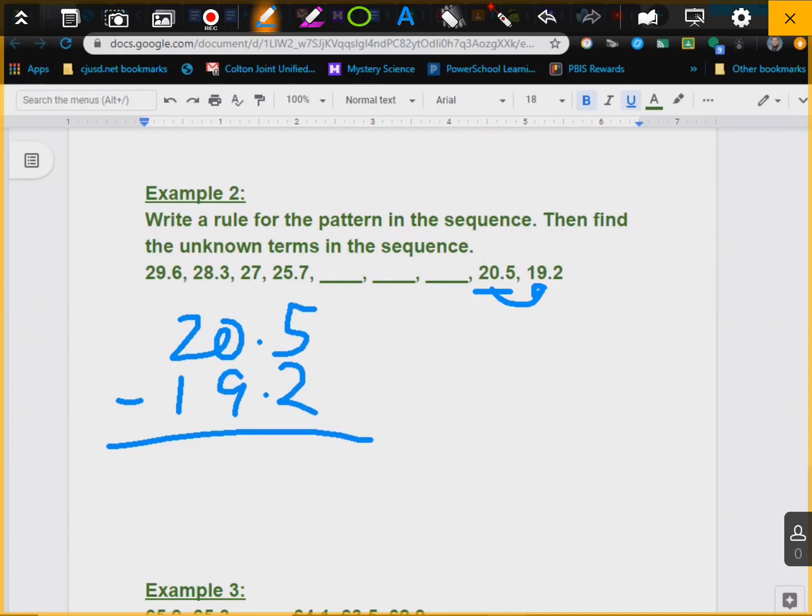So 5 minus 2 is 3. We have to regroup here. 10 minus 9 is 1. Bring down that decimal. And 1 minus 1 is 0. So we see that from 20.5 to 19.2, it's decreasing by 1.3. All right, and we can check that.